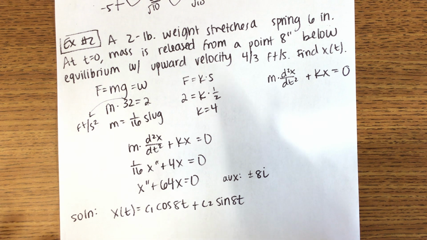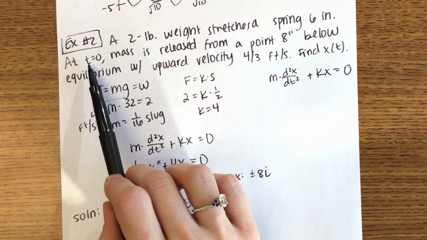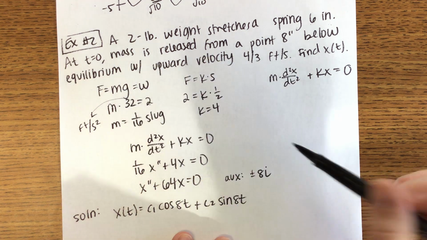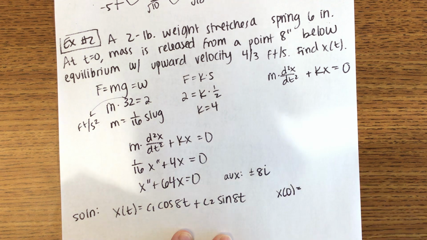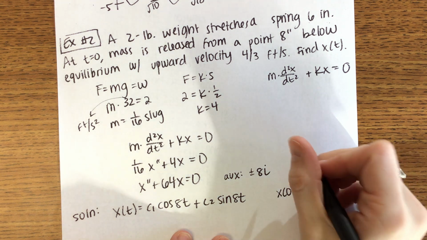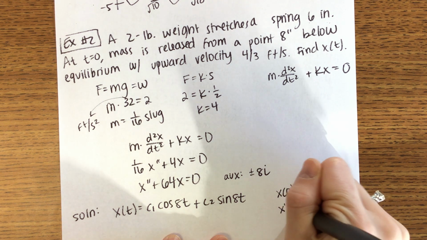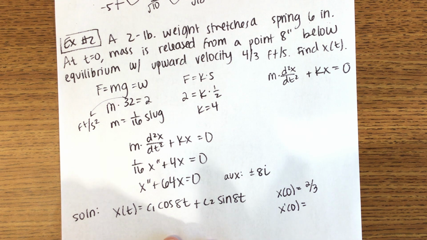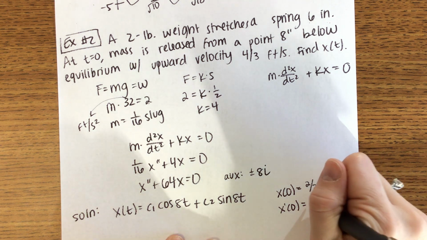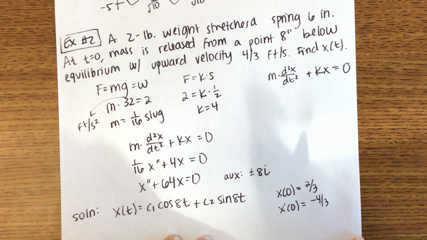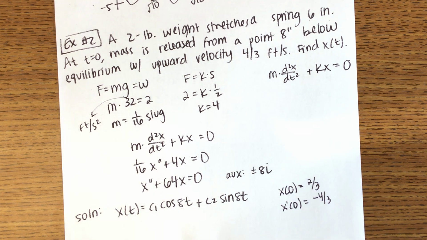So next thing we're going to have to do is figure out our initial conditions. First thing is at t equals 0, the mass is released from a point 8 inches below equilibrium. Below equilibrium is positive, so we get x of 0 equals what? Two-thirds. Because remember, we want everything in terms of feet. Initial velocity is upward 4/3 feet per second, so that'll be negative 4/3. Because we're upwards.